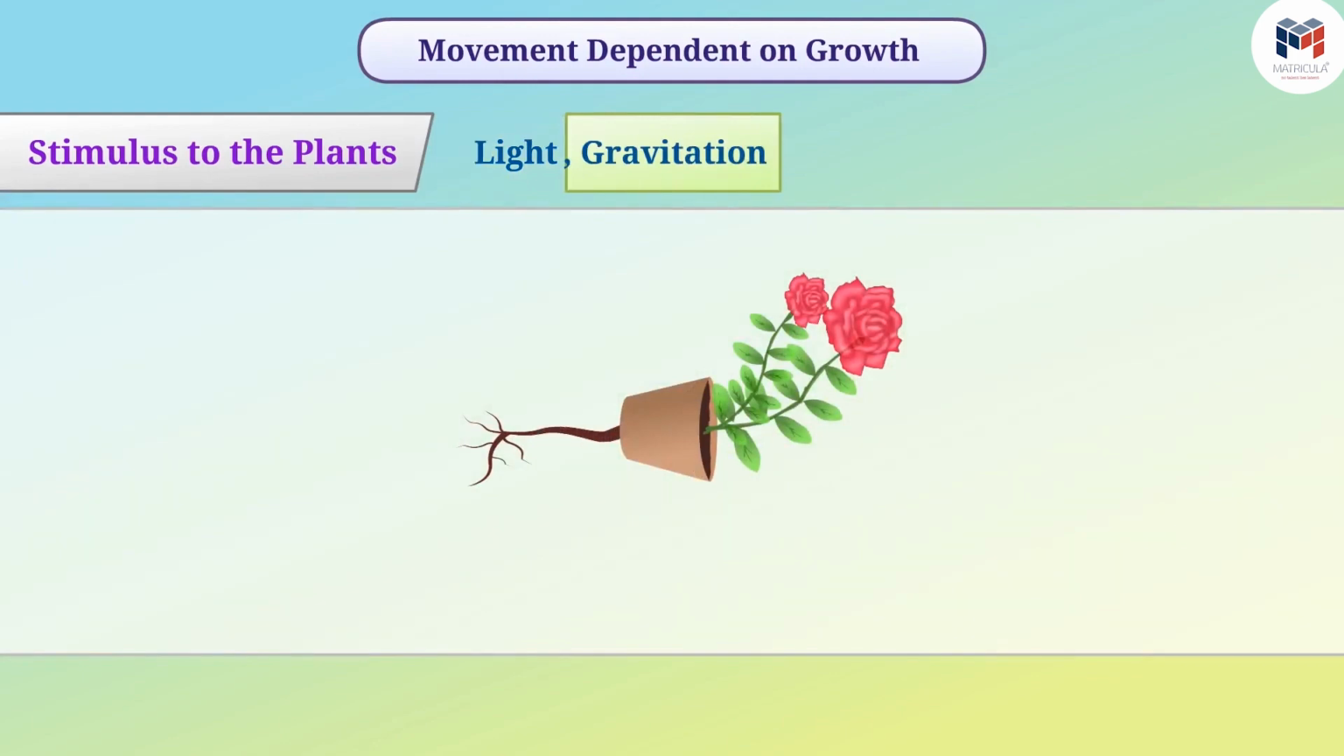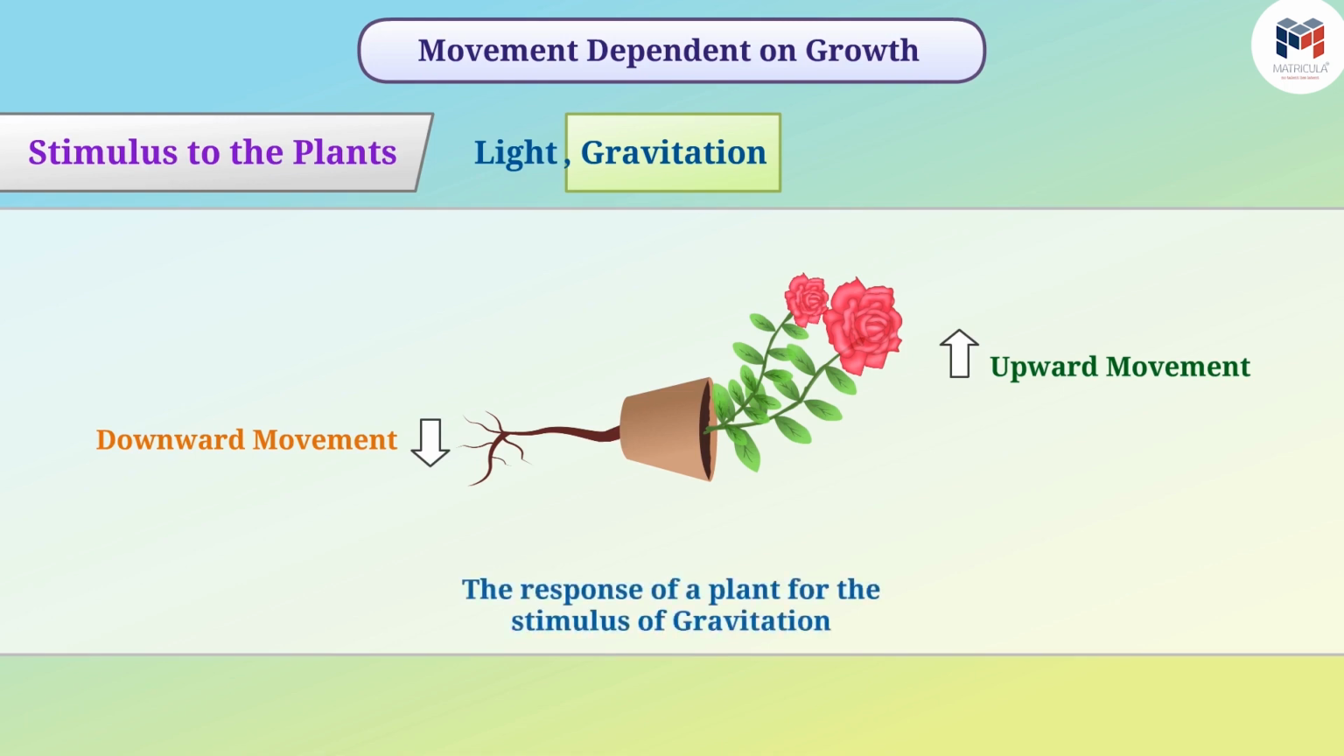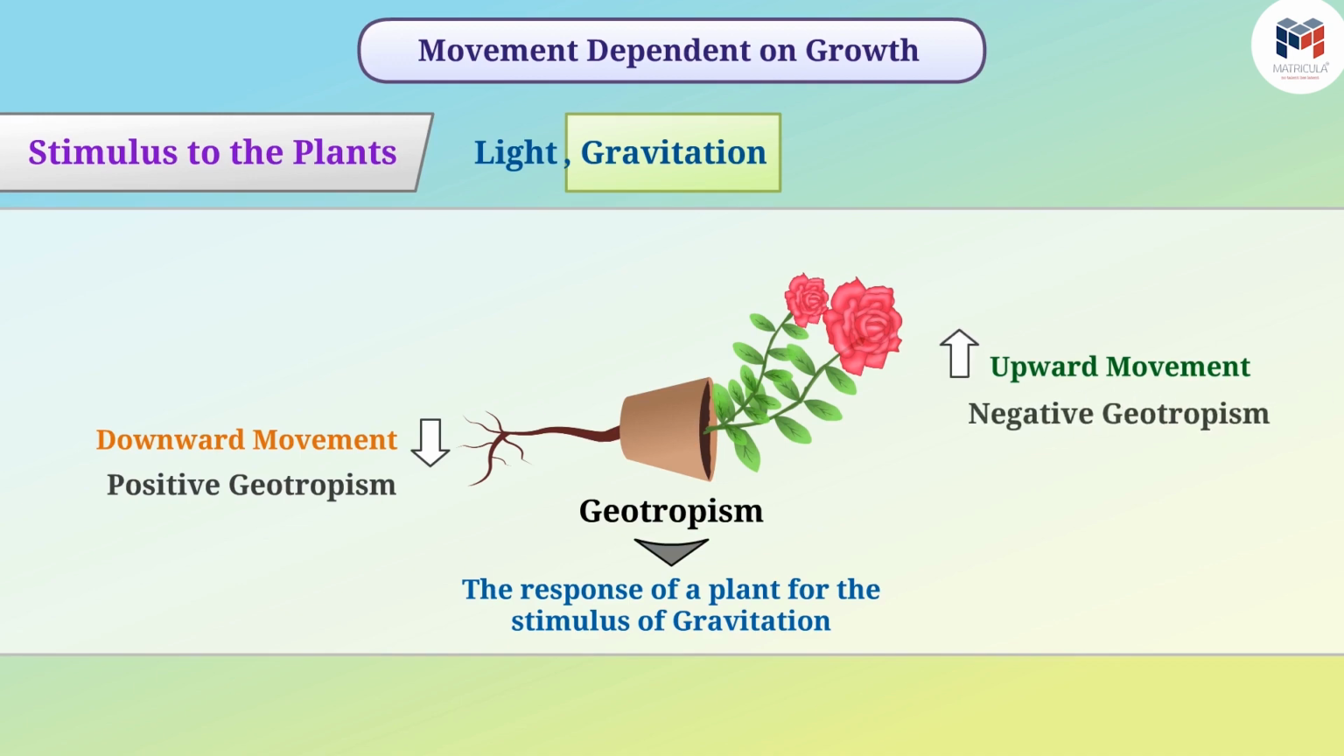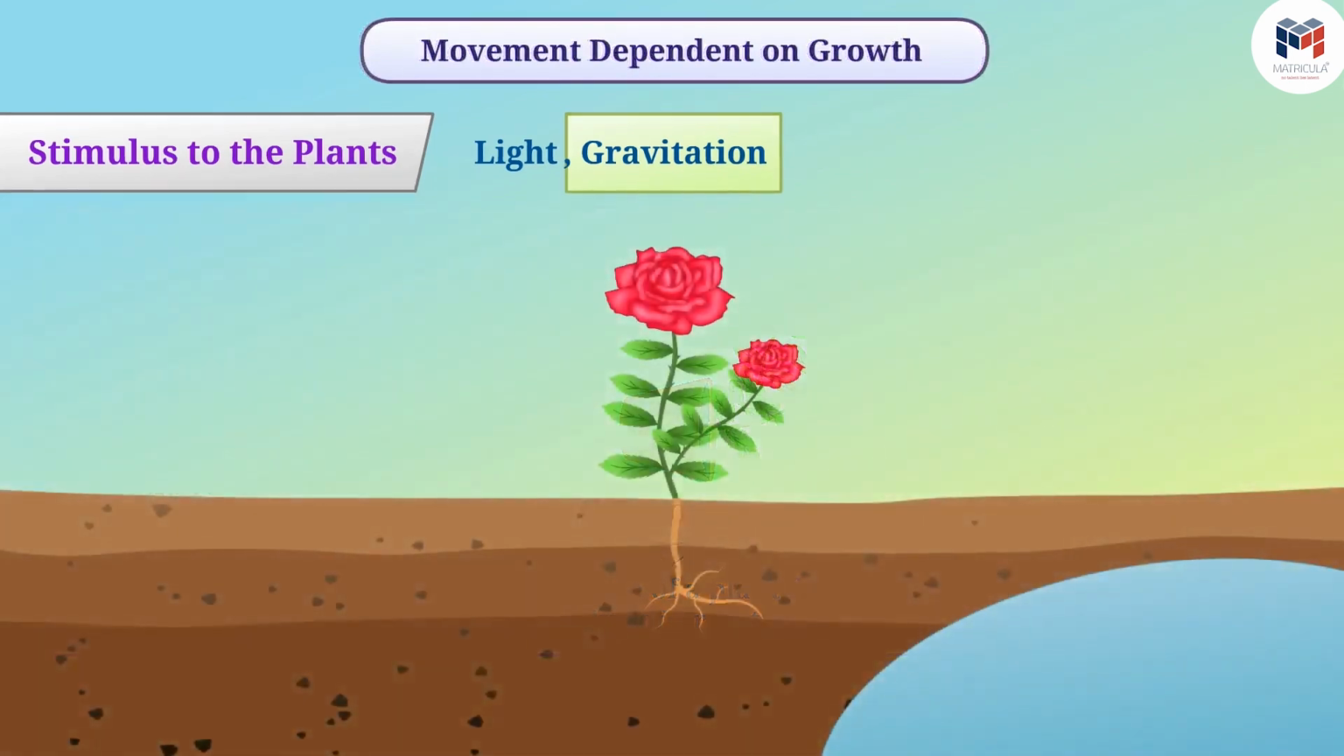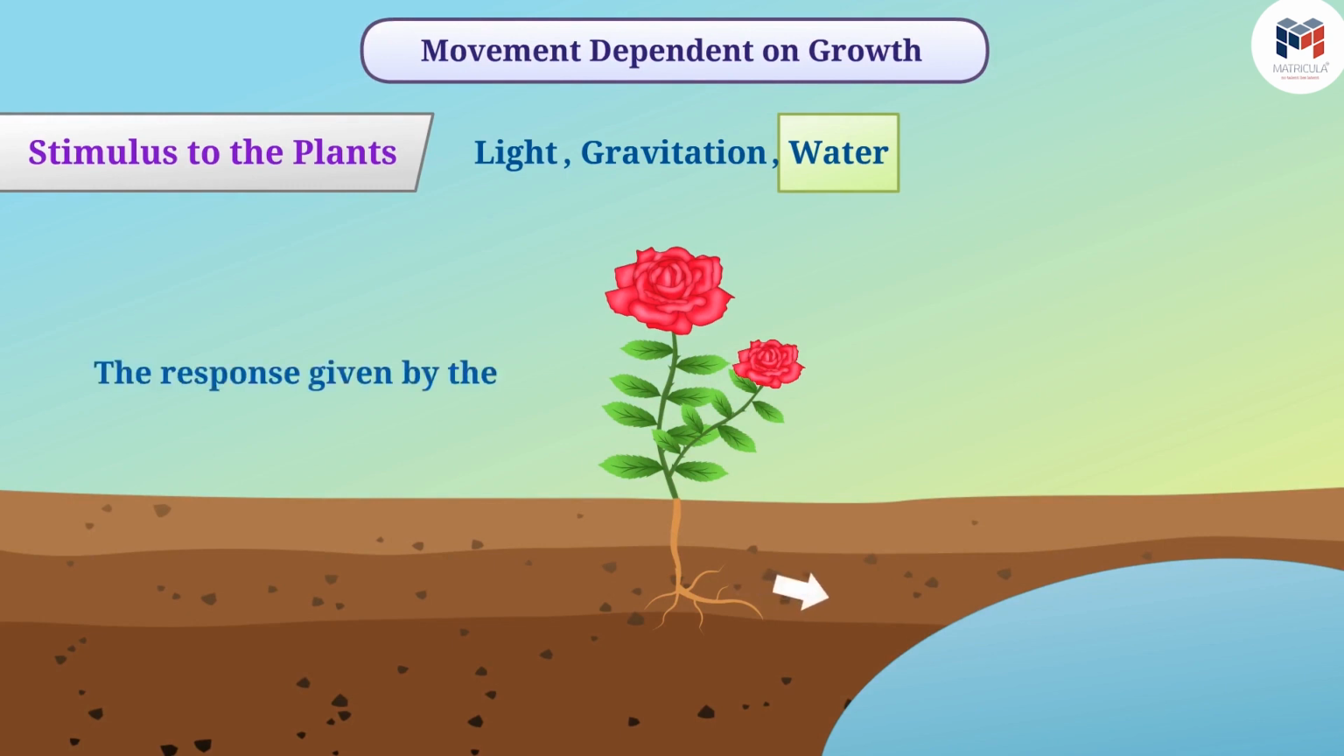We know that roots of the plant always grow downward and shoots always grow upward. The downward movement of the roots and the upward movement of the shoot show a response to the stimulus of gravitation. The response given to the stimulus of gravitation is called geotropism. Growth of roots downward in the soil is positive geotropism, while the growth of shoot upward and away from the soil is negative geotropism. Similarly, roots of the plant grow towards water. The response given by the plant to the stimulus of water is called hydrotropism.